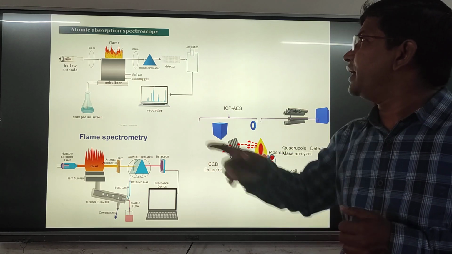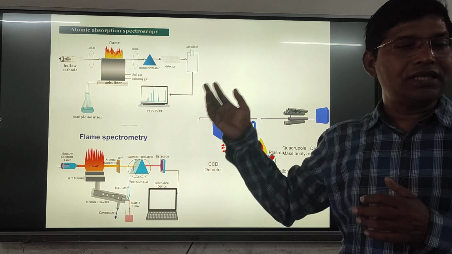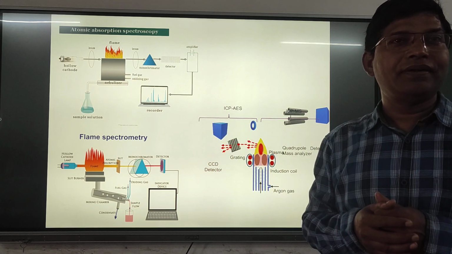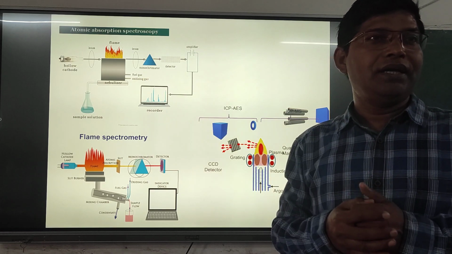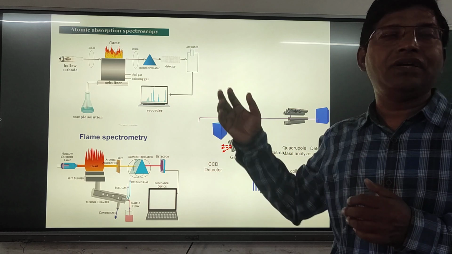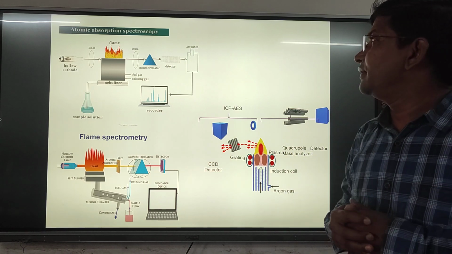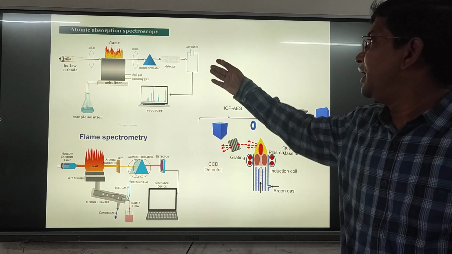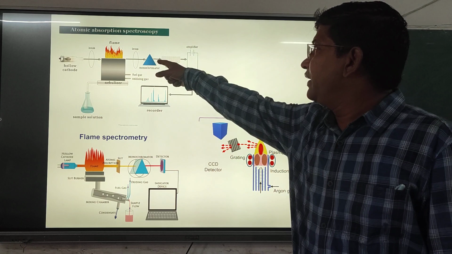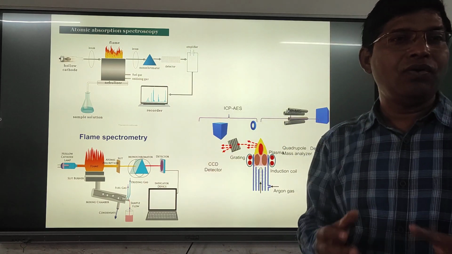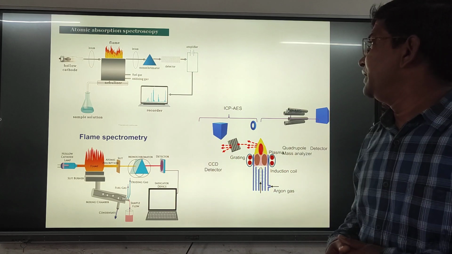Then we go for atomic absorption spectroscopy, and this is also a good technique, but this is a single element technique. It also requires more sample for determination of the element, and we also need a specific hollow cathode lamp for measurement of each different element.